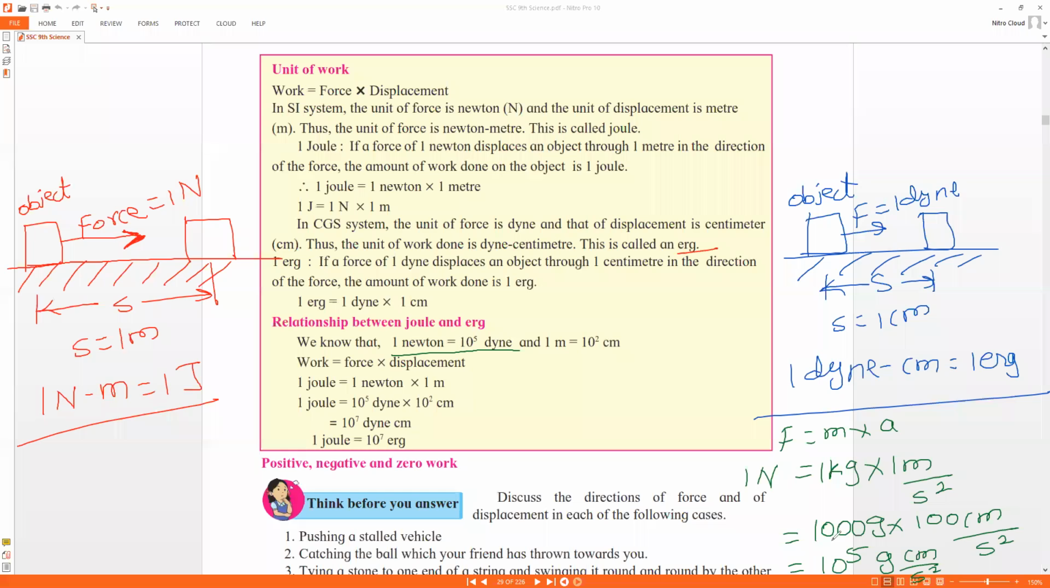So 100 into 1000 is 1 lakh, 10^5 gram centimeter per second square. That means dyne. Gram centimeter per second square means dyne.